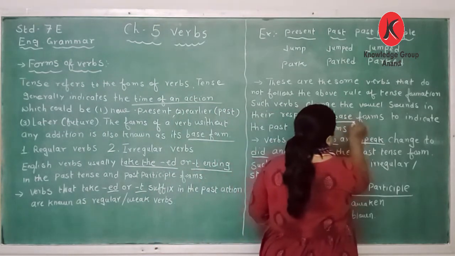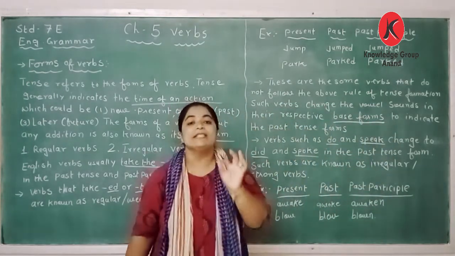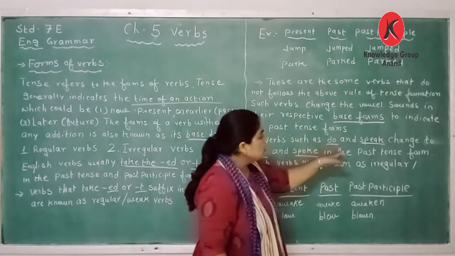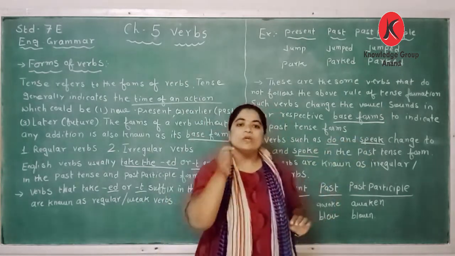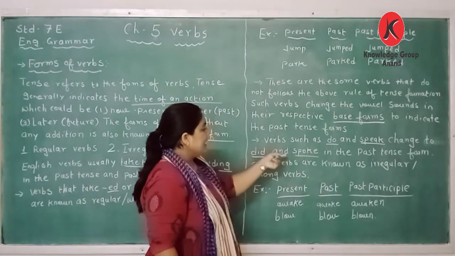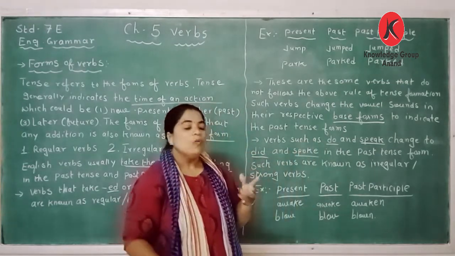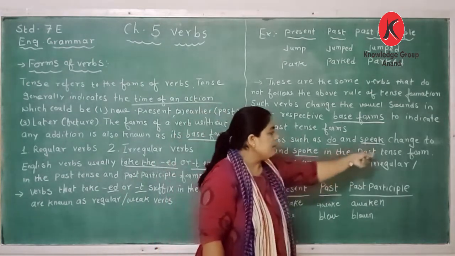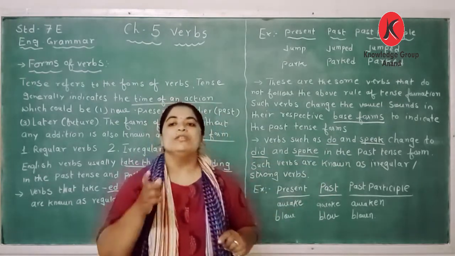In what do they change the vowel sounds? In their present tense. Speak is also a present tense verb. Do will change to did and speak will change to spoke. Changing the vowel sound: o is a vowel. Changing the vowel sound in the past tense form. Such verbs are known as irregular or strong verbs.